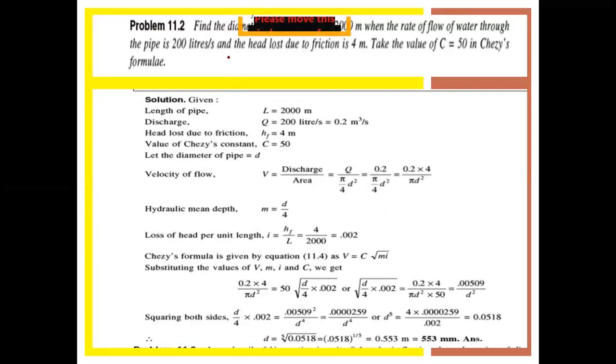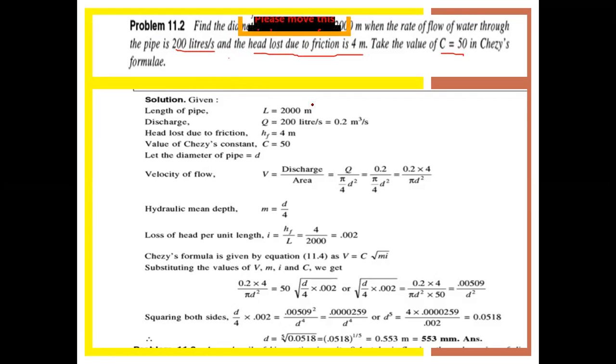Next, coming to the second problem. Find the diameter of the pipe having a length of 2000 meters, when the rate of flow of water through the pipe is 200 liters per second and the head loss due to friction is 4 meters. Take the value C equal to 50 in Chezy's formula. So we have to find the diameter.